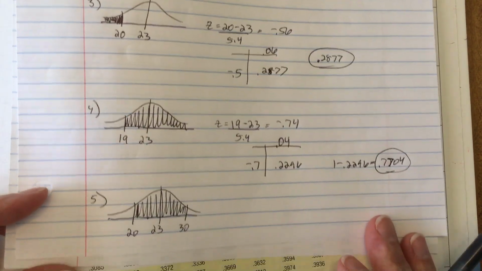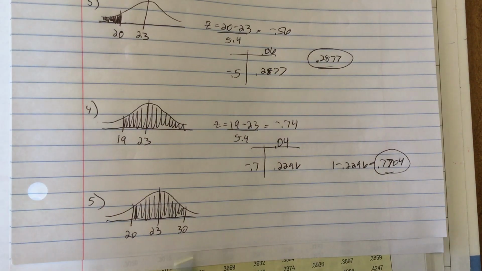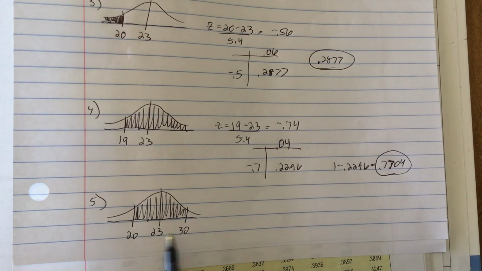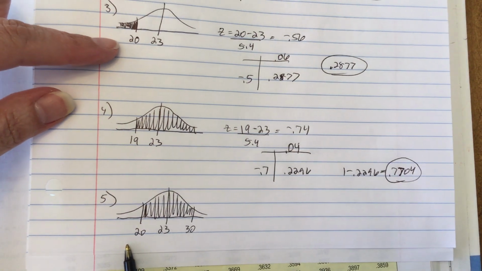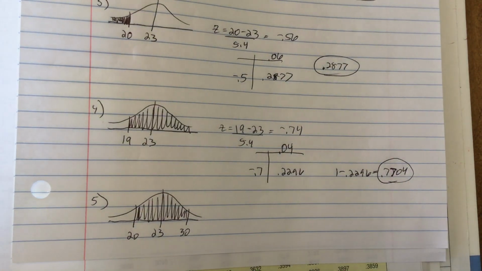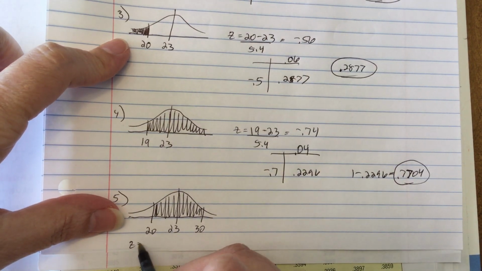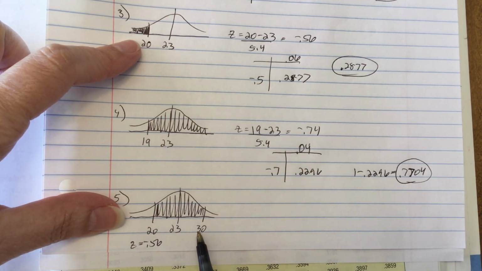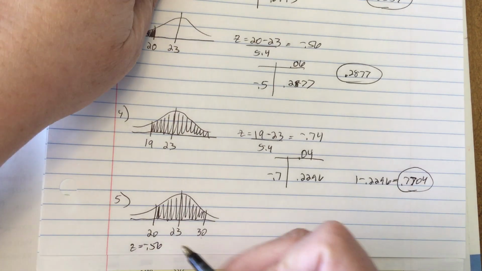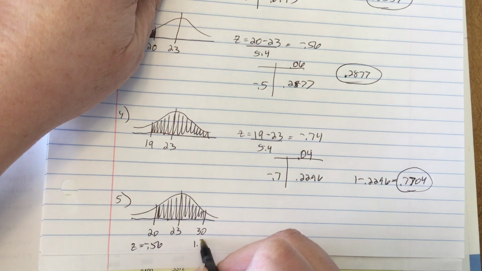Okay, now for this last one, number 5, to go the area between, I used two values that we already had z-scores for. Okay, so 20, we have a z-score from number 3. Oh, I should give you guys a second to try it, and then you can turn the video back on. Okay, so the z-score for 20 is negative 0.56, and then the z-score for 30 was from number 1, which is 1.30.